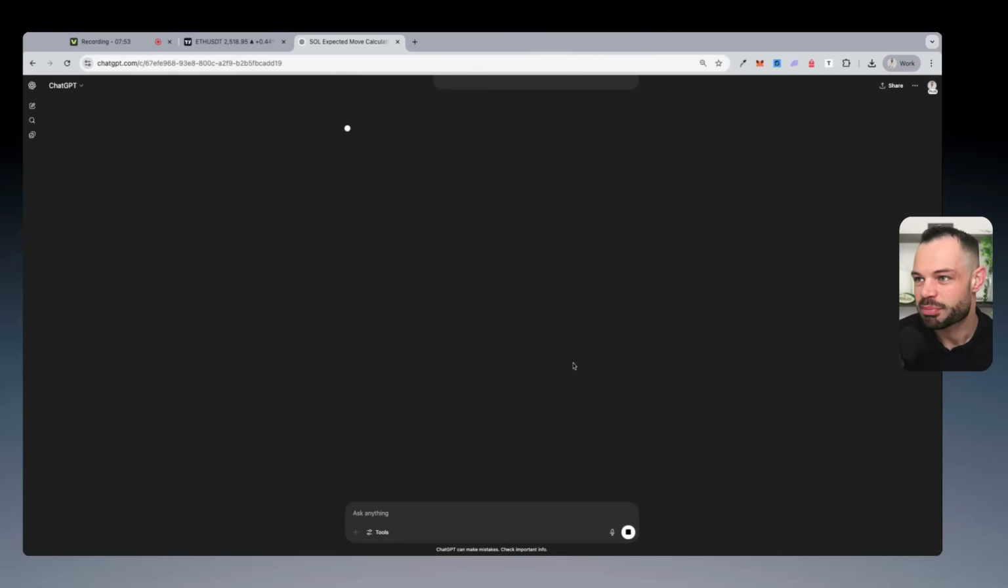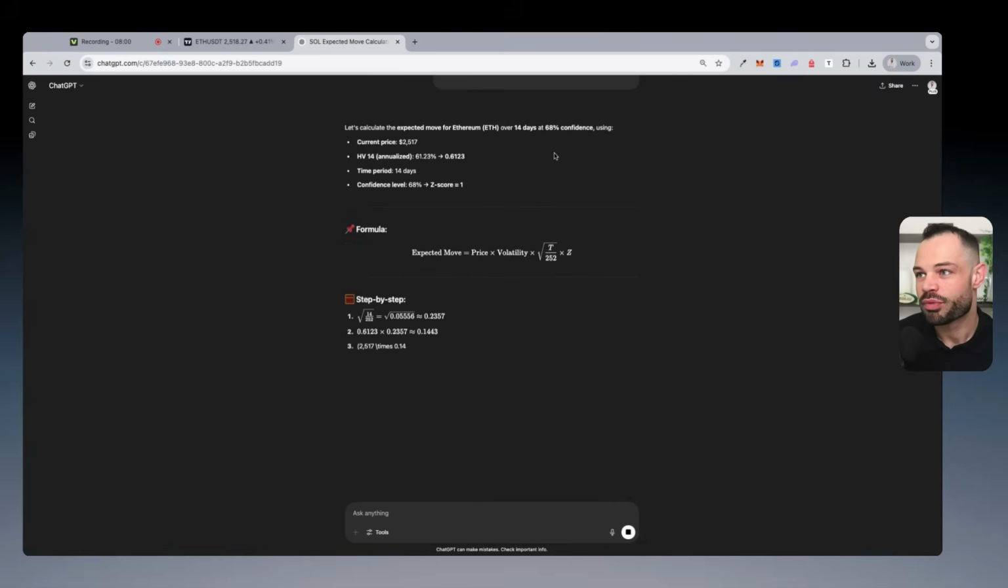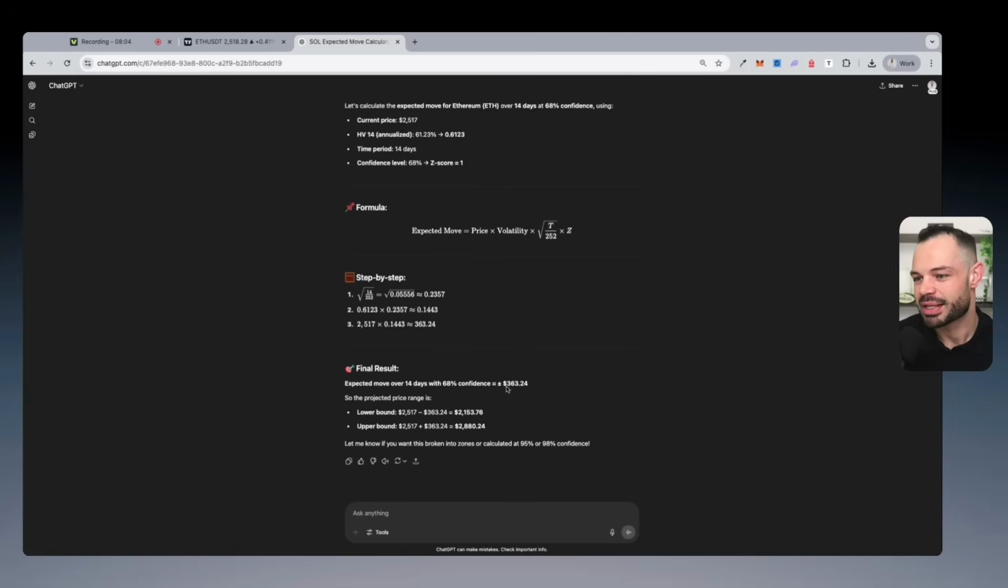And if we run this prompt, ChatGPT is going to run the calculation and give us the numbers that we could expect for a move in Ethereum to the upside or to the downside based on that historical volatility. So what you're seeing here is the lower bound, it's saying it could move as low as 21.53 and the upper end as high as 28.80.